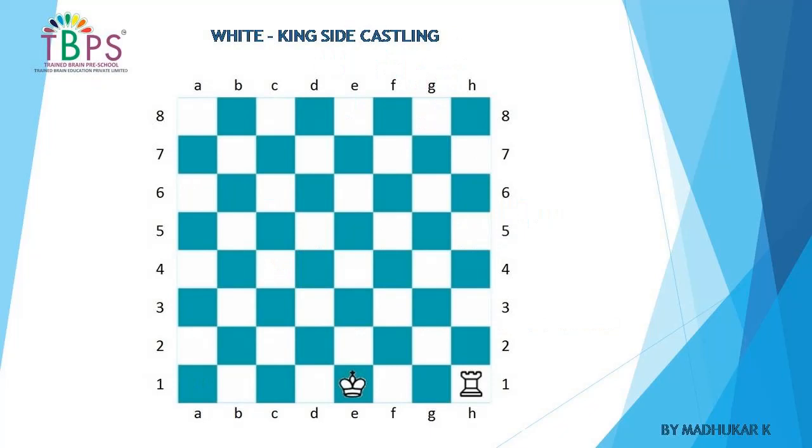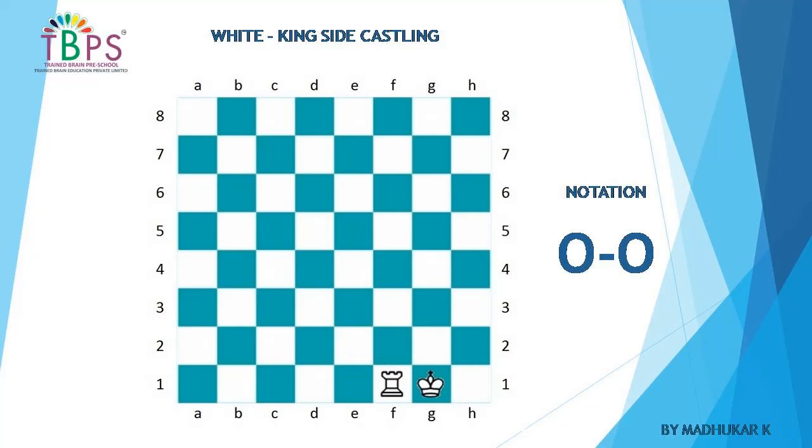Now we will see kingside castling for white. When the king is in E1 and the rook is in H1, we can do castling. How to do kingside castling, children? Here, the king will move 2 steps towards the right and the rook will move 2 steps towards the left. Or you can just remember the king will move 2 steps towards the rook and the rook will move 2 steps towards the king. This is how we have to do castling, children.